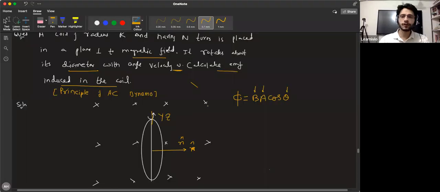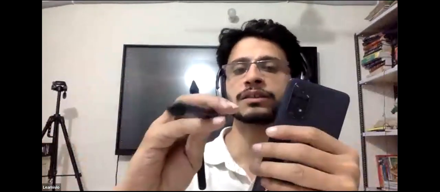So this is the magnetic field, which is in the inverse direction. And in this magnetic field, a coil is rotating. I'm trying to explain that due to rotation of the coil, the angle between the magnetic field and the area vector is changing. Let's take this pen as the magnetic field. This is the area vector.